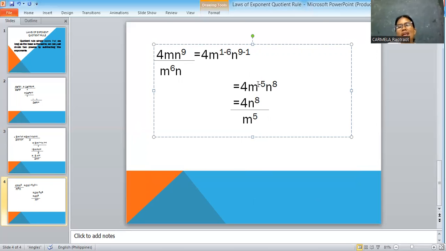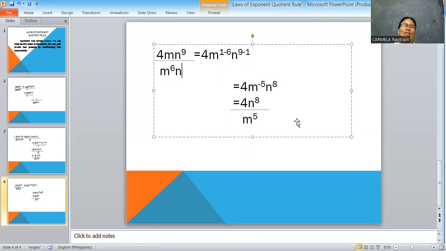In the rules, class, what is the sign of the bigger number? The absolute value would be the sign, and simply you're going to subtract it. So 1 minus 6 is negative 5, and the n is 9 minus 1, so that is 8. Therefore, the final answer is 4n raised to the power of 8 over m raised to the power of 5.